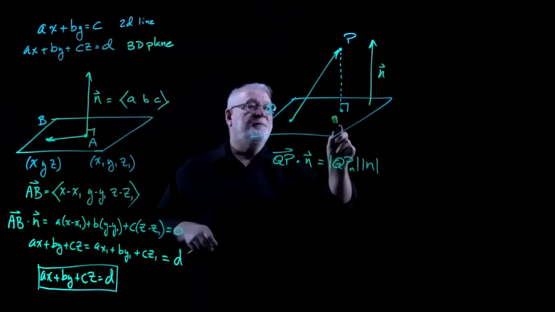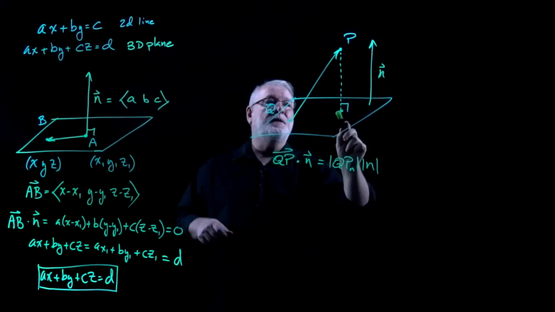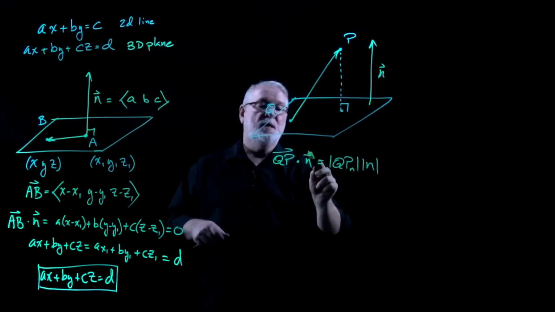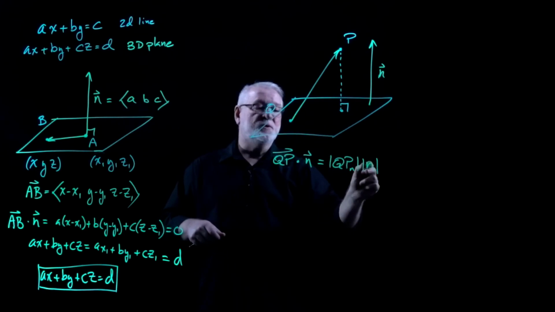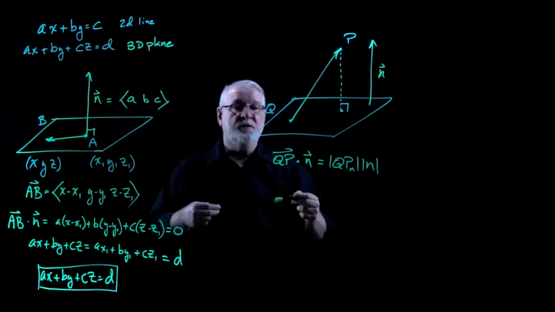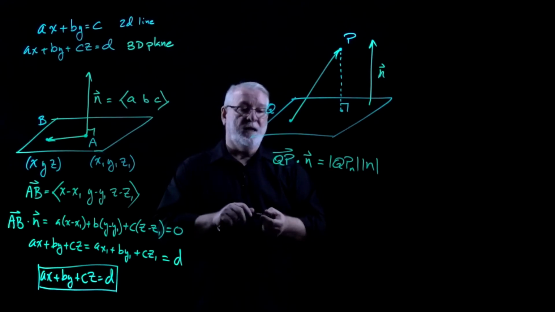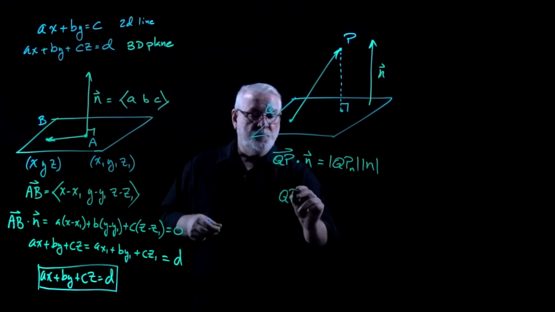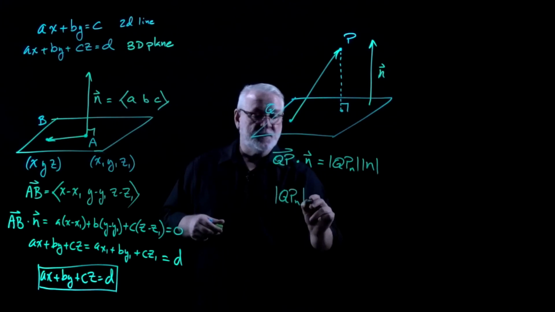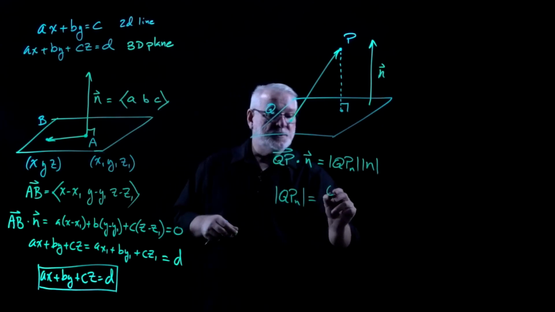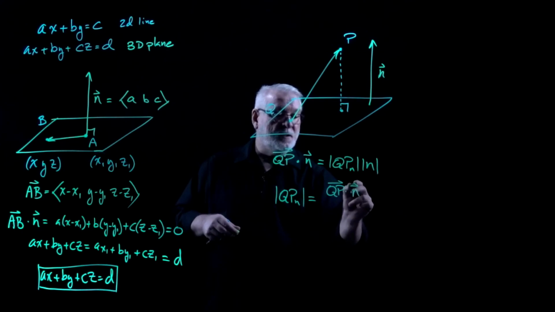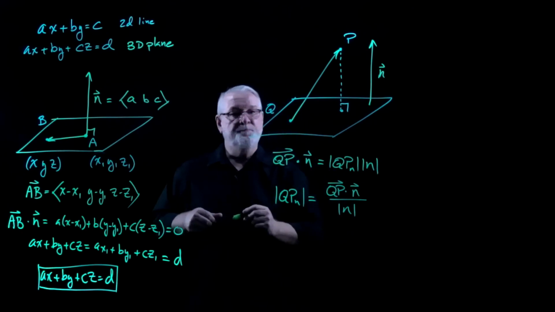Because of that, I'll be able to find this distance between the plane and P by projecting QP onto the normal, because the length of QP in the normal's direction is exactly the perpendicular distance between the plane and P, which means all I have to do is algebraically solve for that. QP in the normal's direction's magnitude will exactly be equal to the dot product between QP and the normal divided by the magnitude of the normal.